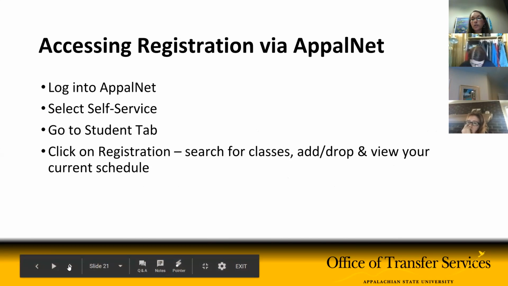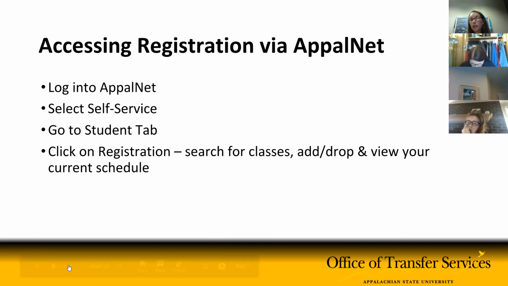So accessing the registration system via AppleNet, just real quickly, you'll log on to your AppleNet account. You'll select the self-service tab and then the student tab, and then you'll click registration. From there, you'll be able to search for classes, add, drop, and view your current schedule. You can go ahead and go through this system if you would like to, even though registration is not open, just so you can start creating those schedules.